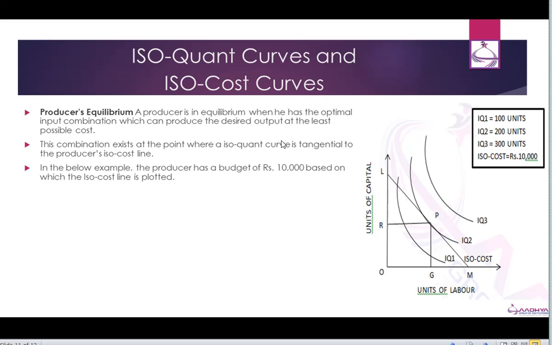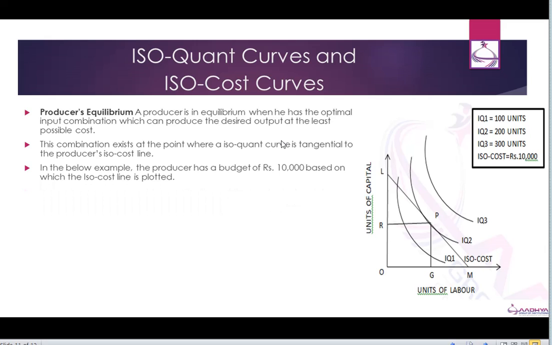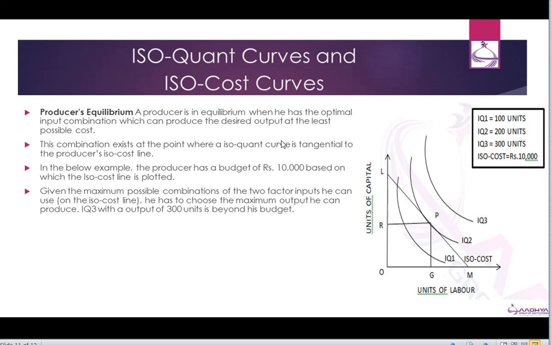So in this example, we have a budget of 10,000 based on which the isocost curve is drawn. Now, given the IQ3 level of output, which is the maximum level of output, we can generate all the possible combinations of inputs which can generate this level of output. Now, this is outside our budget. We cannot afford to buy any input combination on this isoquant. So, IQ3 is out of our reach.